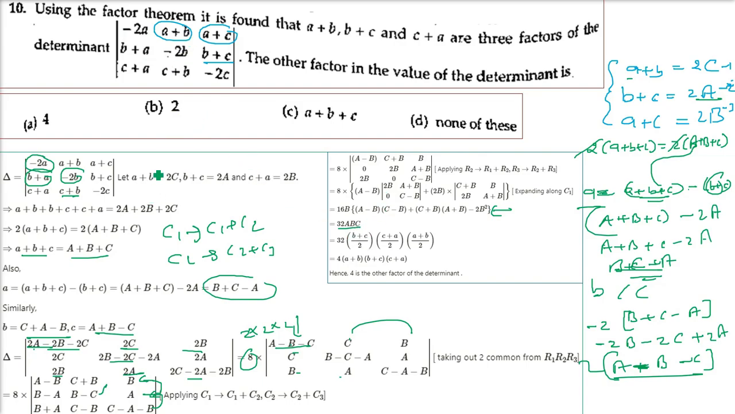So now we'll replace capital A by what? Capital A by B plus C by 2, capital B by A plus C by 2, capital C by A plus B by 2. 32 was there, so we have 2 in the denominator, 8, so 8 4s are 32. And what we got? A plus B, B plus C, CA. A plus B, B plus C, CA was already a factor of the determinant. It is already given in the question. So we have 4 remaining. So 4 is the other factor of the determinant. Got it? It's a tricky question. If it comes for 5 marks, I hope.